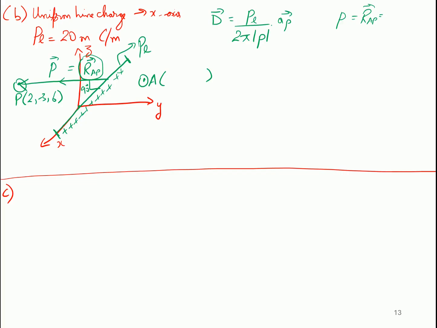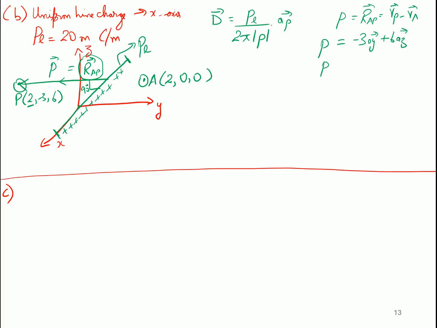Now the line is along the x-axis, so the first value of x will be the same value as for the point P, because the difference comes out to be 0, and the remaining components will be 0, 0. So this is the distance we got. This means that the vector rho is r of P minus r of A. So it comes out to be 2 minus 2, which is automatically 0. Then you have minus 3 a of y, and then you have plus 6 a of z. So this is the rho, or the distance vector, that we got.